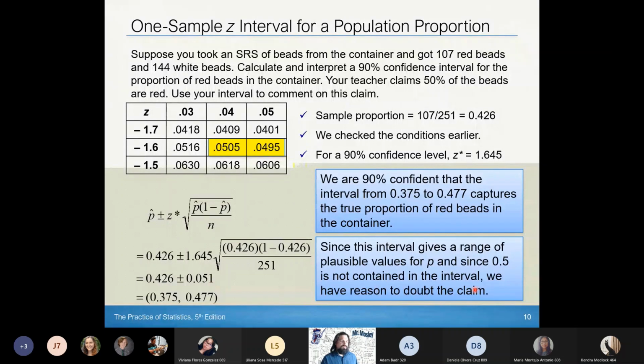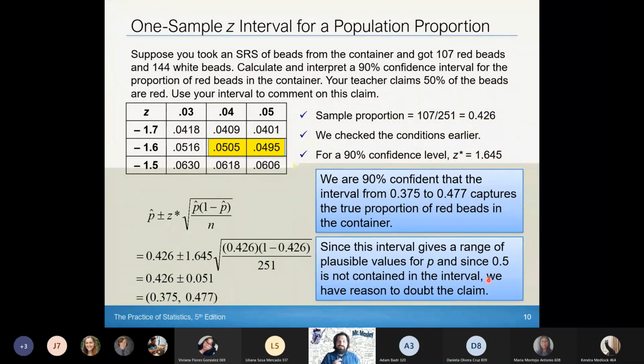I want you to take note of how this is worded here. We're giving specific evidence. Since the interval gives us all of our plausible values, and 0.5 is not one of them, we have reason to doubt the claim. We do not have enough reason to say the claim is completely false, or that it's not true. We'd have to run more sampling to figure that out. But we have reason to doubt based on our sample. So you want to word things in that way. We're not going to say it's right or wrong yet. We're just going to say we can doubt it or we have reason to believe it.